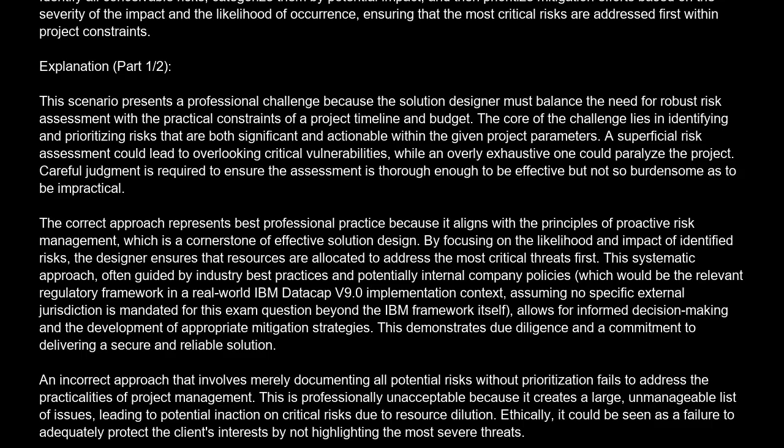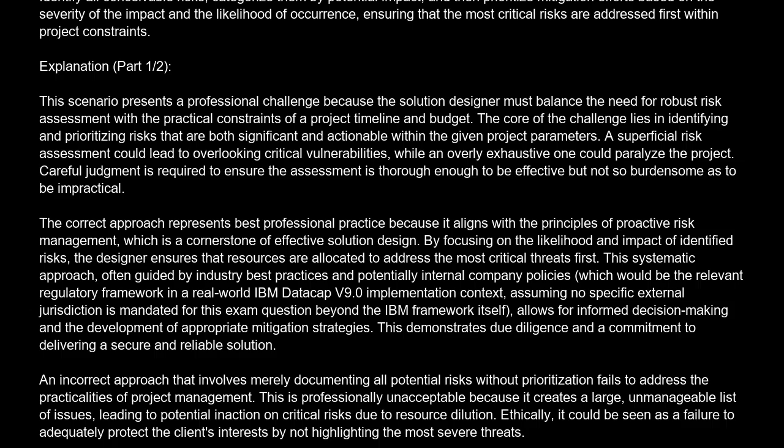The correct answer is B. Identify all conceivable risks, categorize them by potential impact, and then prioritize mitigation efforts based on the severity of the impact and the likelihood of occurrence, ensuring that the most critical risks are addressed first within project constraints.